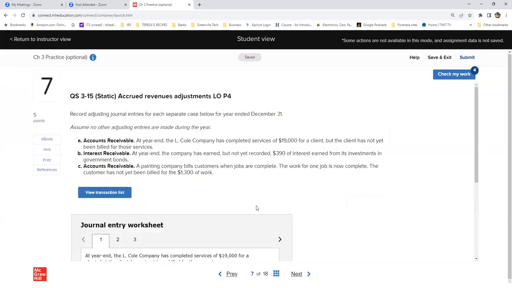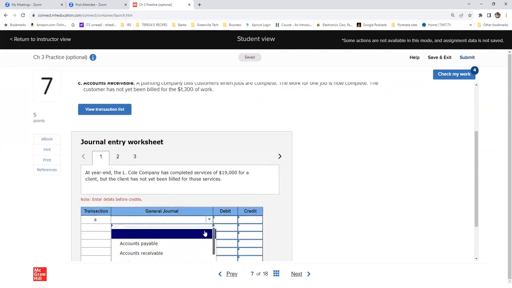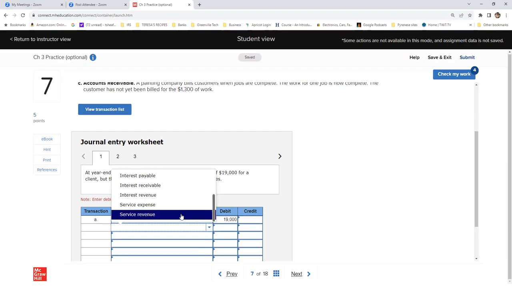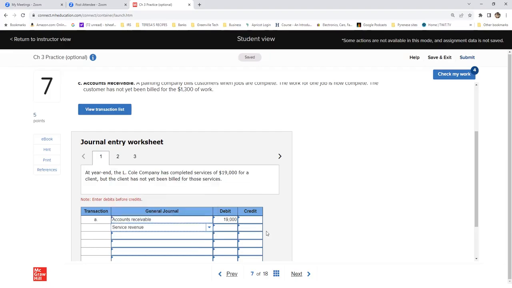All right. Record adjusting journal entries for each separate case. Accounts receivable, year end. Coal Company has completed services of $19,000 for a client, but the client has not yet been billed for those services. So what we're going to do, they've completed the services now, but they haven't paid anything. So we're going to have a debit to accounts receivable, I'm sorry, and that would be of 19,000. And we're going to have a credit to service revenue, because we earned the revenue in this period, so we have to capture it in this period.